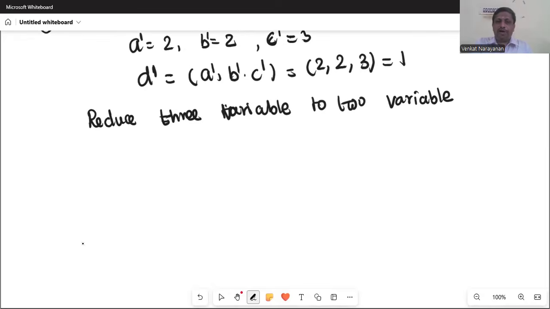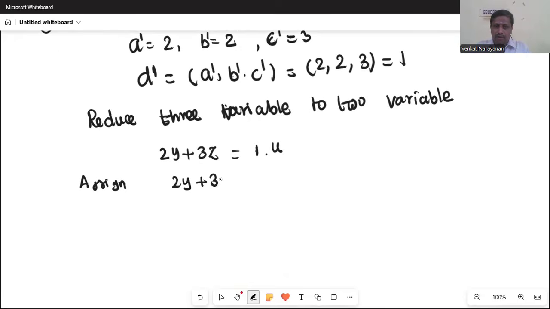Okay. How will you reduce that? We can consider 2y plus 3z. What is the GCD of 2y plus 3z? 2 is a prime number and 3 is a prime number. So the GCD is always 1. So 1 divides 5, so we can assign 2y plus 3z equal to u.